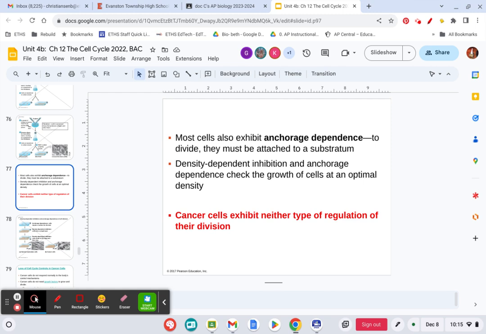Density dependence and anchorage dependence will check the growth of cells so that there's an optimum level of density. So we don't have too many cells, you don't have too few. But sometimes this doesn't work. And what we see in cells that have become cancerous is they do not adhere to this. They don't care if they can't attach to anything. And they don't care if there's already a lot of them. They just continue to grow and divide.